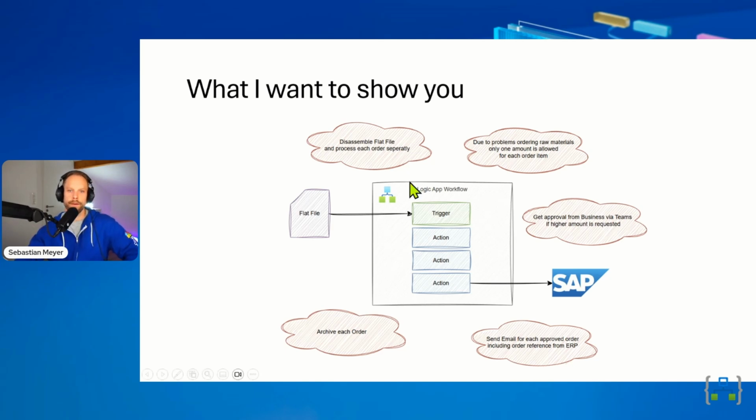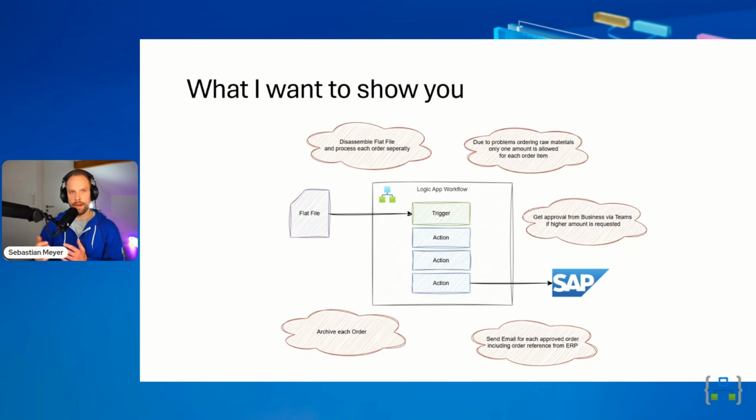And the second one, due to problems ordering raw materials, only an amount of one is allowed for each order item. So remember the pandemic, it's not that unrealistic a scenario. And if the amount is higher than one, then we need to loop in a human to approve or reject the order.